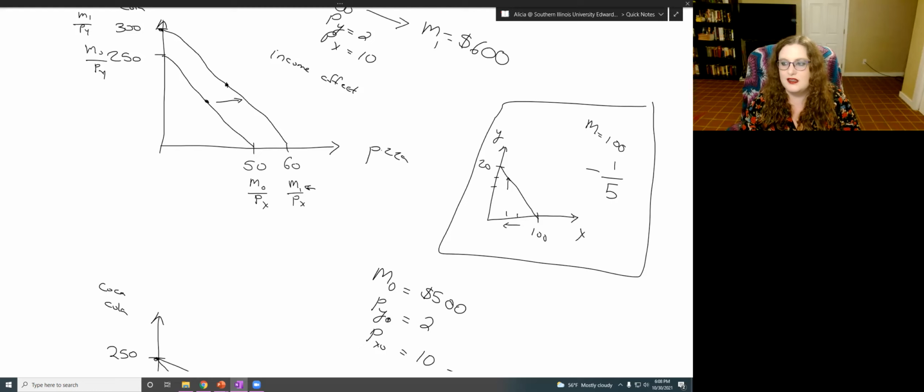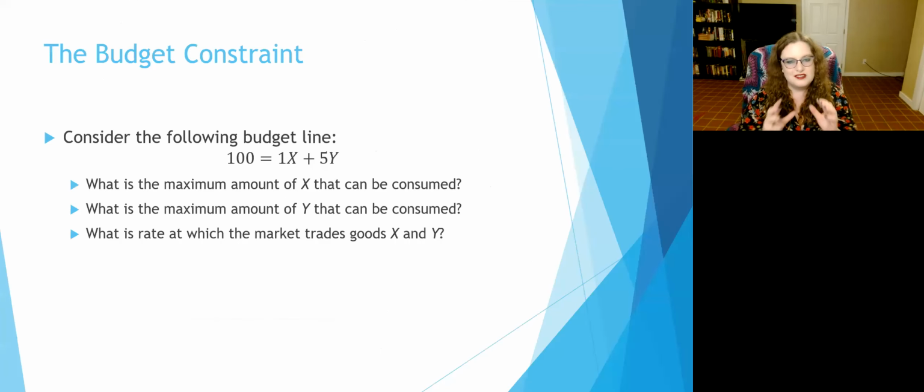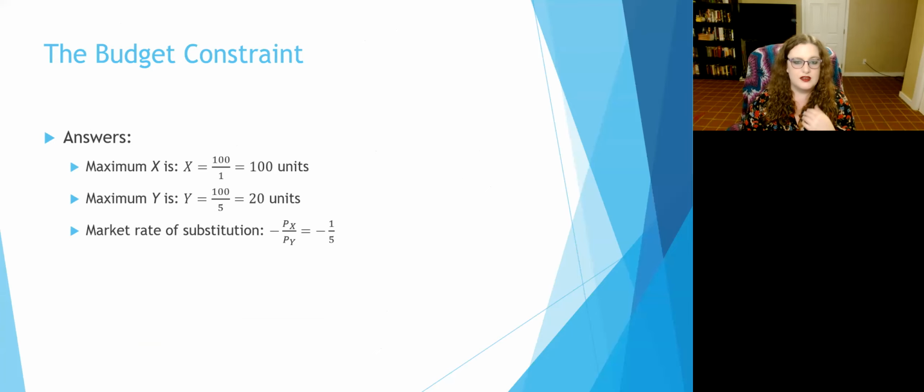We call this the market trade, or the rate of market trade. Essentially, how much would you have to give up of one to get the other one? I have the answers in the next one in case you're interested. But the market rate of substitution in this one is just the negative of whatever the relationship between the price of x and the price of y is.